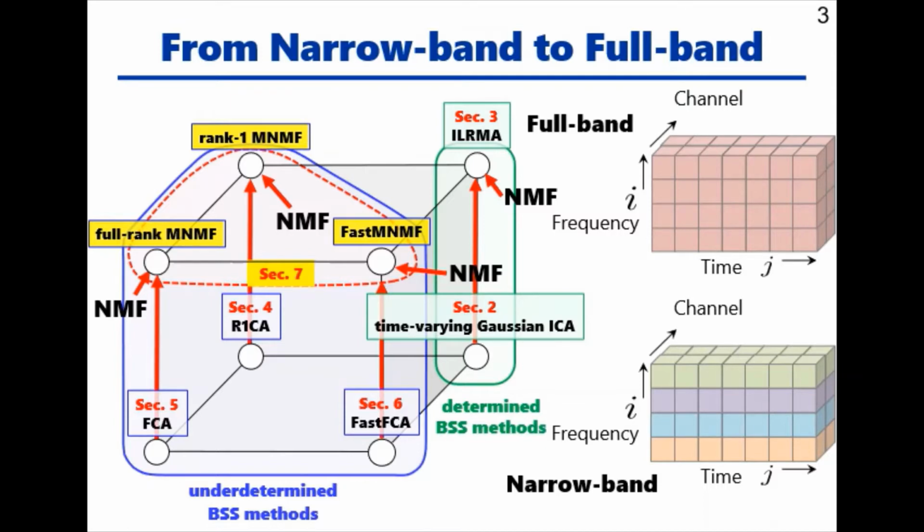In this section, we do very much the same thing in the context of underdetermined BSS. That is, narrowband methods for underdetermined BSS, such as R1CA, FCA, and FastFCA, are extended to full-band BSS methods based on NMF.